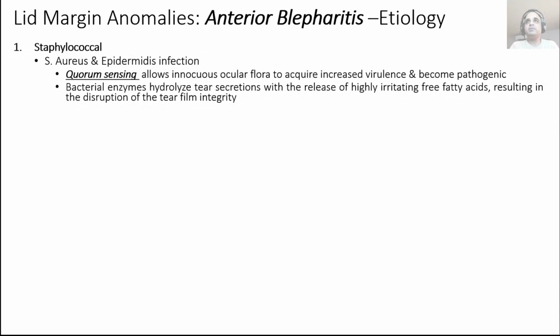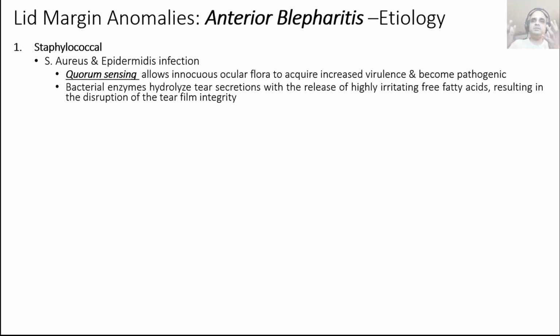The Staphylococcal type is obviously caused by the Staphylococcus bacteria, and the two most common staphylococci found are aureus and epidermidis. And it's very interesting how these bacteria actually cause, or are thought to cause, anterior blepharitis, and that is by a mechanism called quorum sensing. Quorum sensing is a phenomenon by which a relatively innocuous organism can acquire increased virulence and become pathogenic. And what is happening here is that the bacterial enzymes break down tears and release free fatty acids, which are highly irritating to the eye, which results in disruption of tear film integrity.